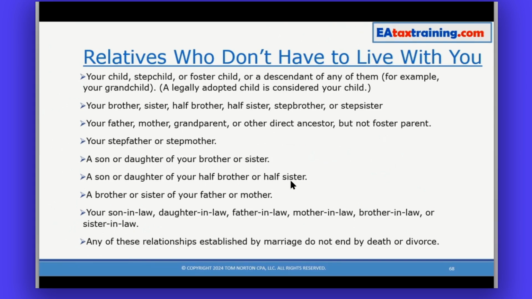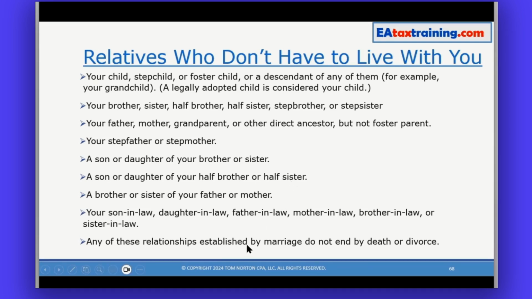Or they could be your sibling in one fashion or another. Or they could be your parent. Even a step parent counts. Or they can be your grandparent, not a step grandparent, but they could be your grandparent or other direct ancestor. They can be a niece or a nephew. They can be an aunt or an uncle. They can be an in-law, a child-in-law, a parent-in-law, a sibling-in-law.